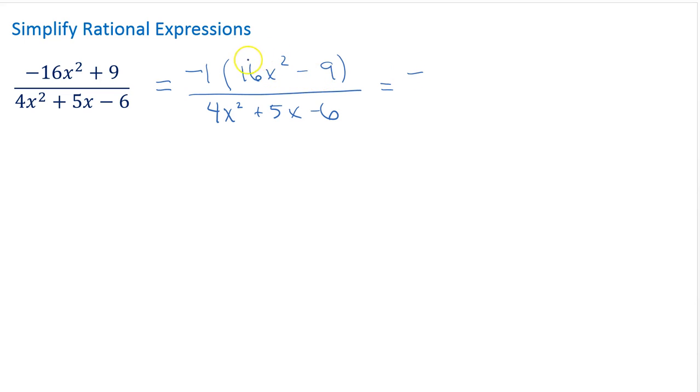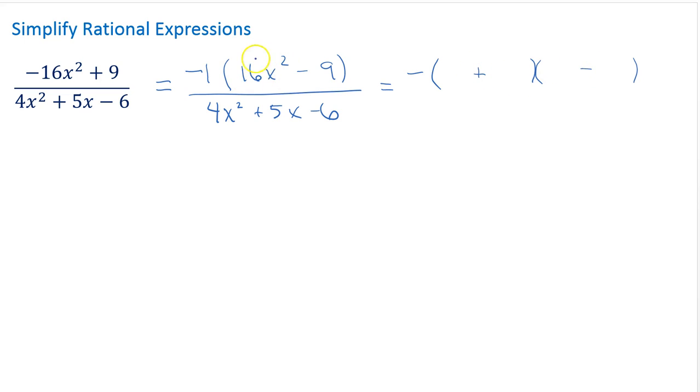So what do I mean by that? The 16x squared is a perfect square because the square root of that is 4x. Notice I took the square root of each part. And then the square root of 9 is 3. And whenever you have a perfect square for your first term, a perfect square for your second term, and subtraction, you're going to factor this into two binomials with one plus in between and one minus.